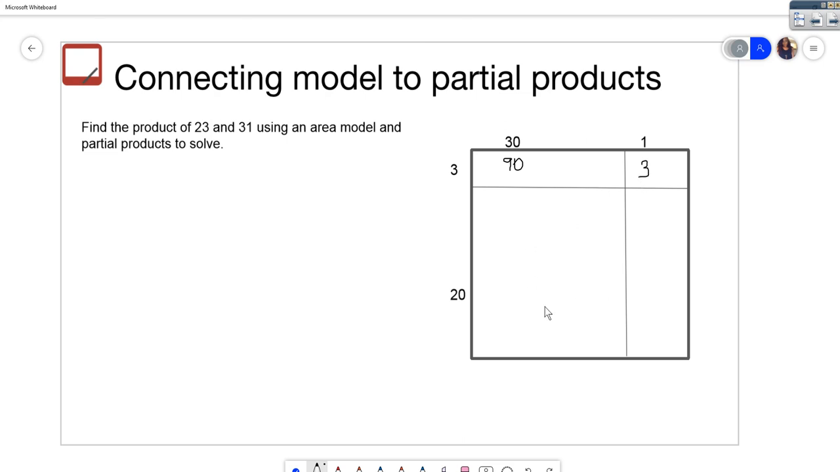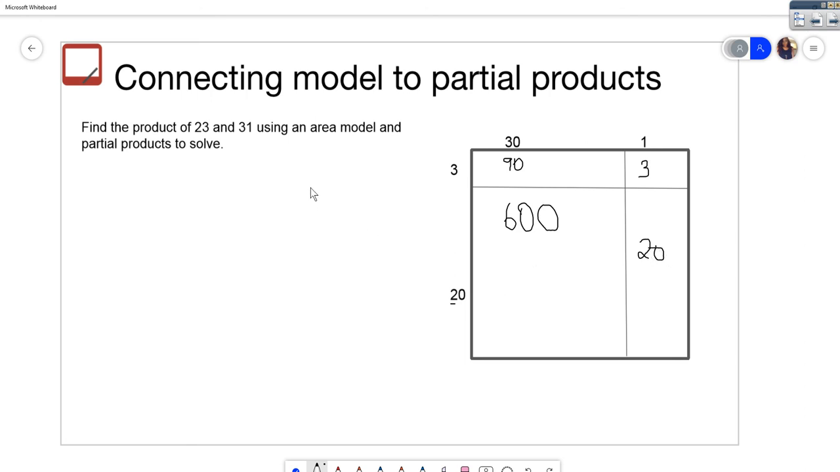Next, we move down low. We're going to say 20 times 30, or 2 tens times 3 tens. 2 times 3 is 6. There's a 0 in 20. There's a 0 in 30. Next, we're going to multiply 20 times 1. Well, anything times 1 is that number, so the answer will be 20.